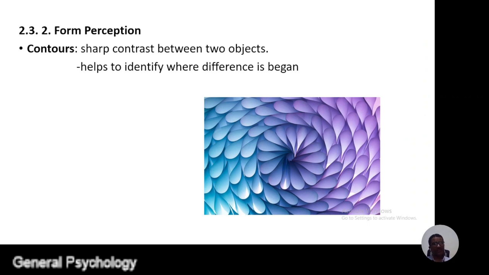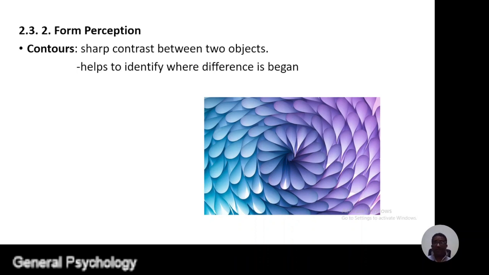Form perception is highly concentrated on specific details. So contours means sharp identification of different objects. Contours can help to identify where the difference is big. Here we are making a complex picture or a complex diagram, so we need to identify the contours. So contours indicate the identification of sharp contrasts, invisible contrasts. That is known as what?